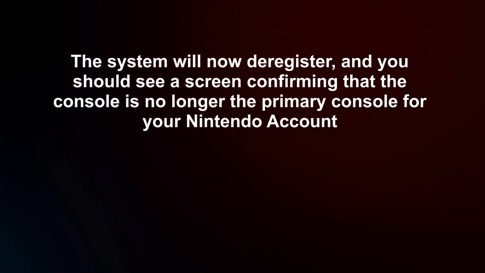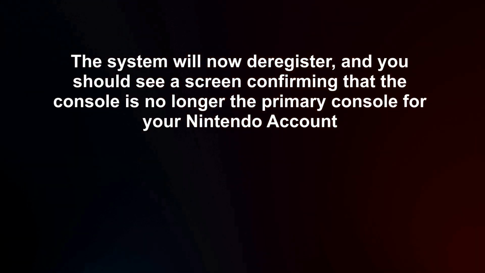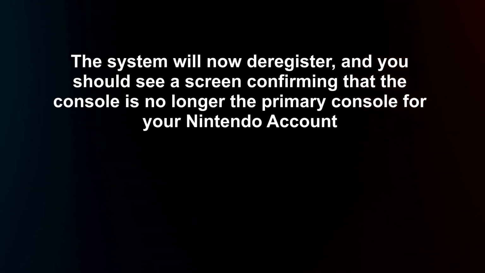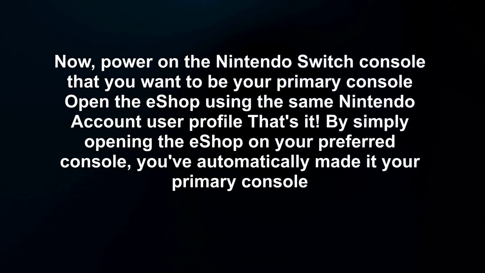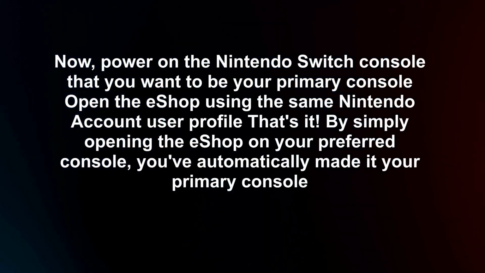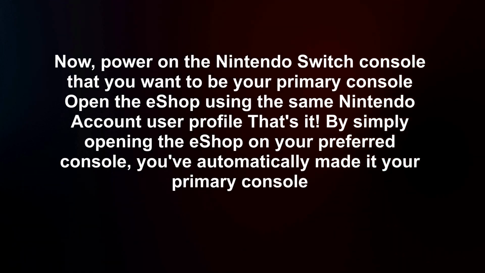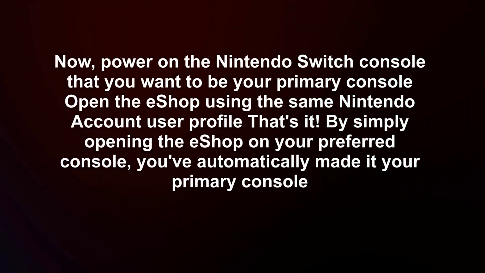The system will now deregister, and you should see a screen confirming that the console is no longer the primary console for your Nintendo account. Now, power on the Nintendo Switch console that you want to be your primary console. Open the eShop using the same Nintendo account user profile.